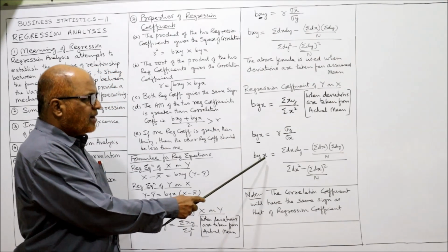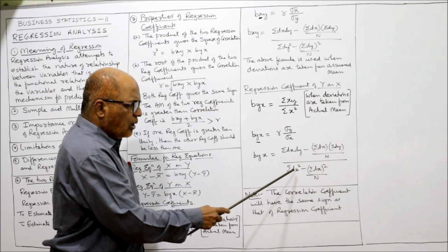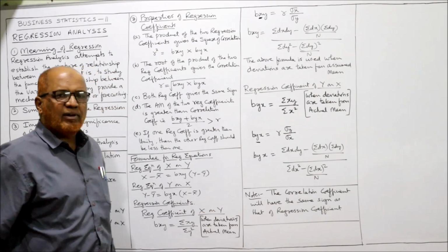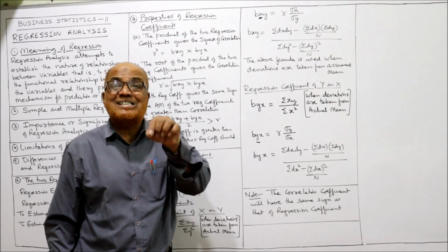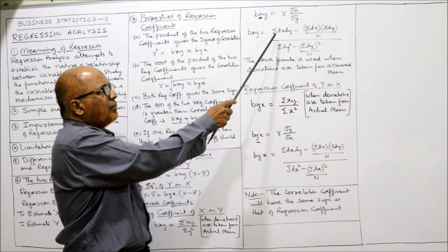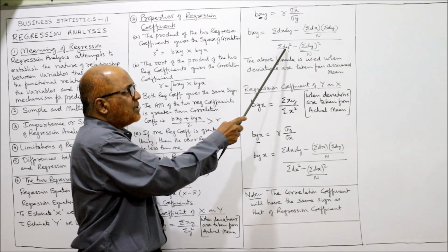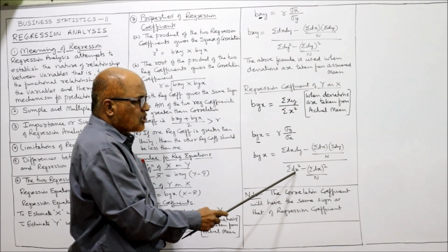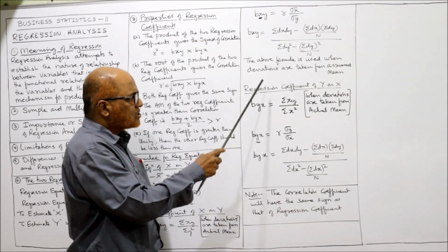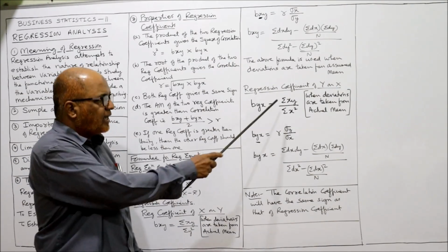Now same. Byx is equal to summation dx dy minus summation dx into summation dy by n, whole by summation dx square minus summation dx whole square by n. This formula will be applied when deviations are taken from assumed mean. Same as the other one, the numerator will remain the same: summation dx dy. Denominator here summation dy square, here summation dx square minus summation dx whole square by n. That's all. These are the three formulas for regression coefficient of x on y and y on x.